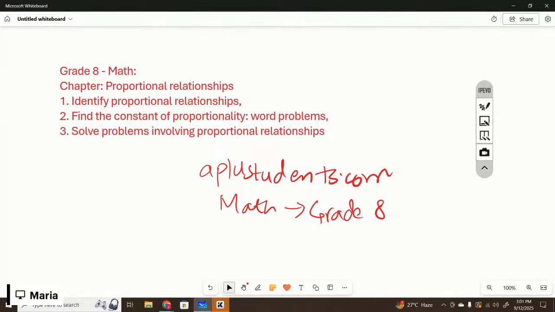We're going to start with the chapter that is proportional relationships. The lessons we're going to cover today are identify proportional relationships, find the constant of proportionality word problems, solve problems involving proportional relationships. So please make sure you have your notebook and pencil so that you can note down the important examples and definitions as well.